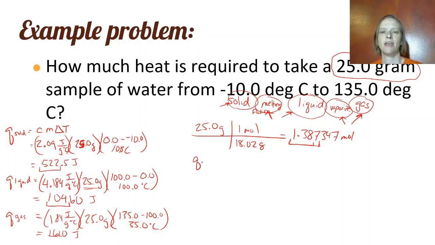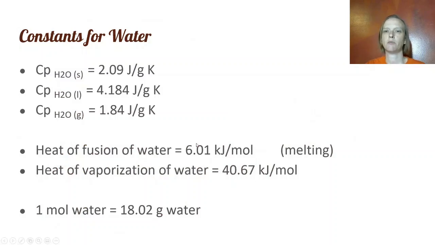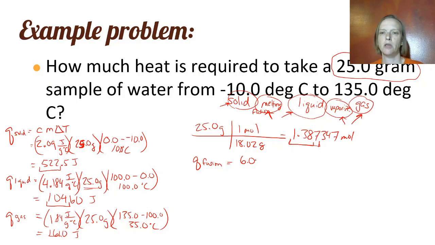So, the heat associated with the fusion process of this reaction is going to involve that constant that we saw on the previous slide, this 6.01 kilojoules per mole, and we're going to multiply by the number of moles we have, and we have 1.387 moles. That's not the correct sig figs. I'm going 1 further on purpose just to make sure I don't have rounding errors.